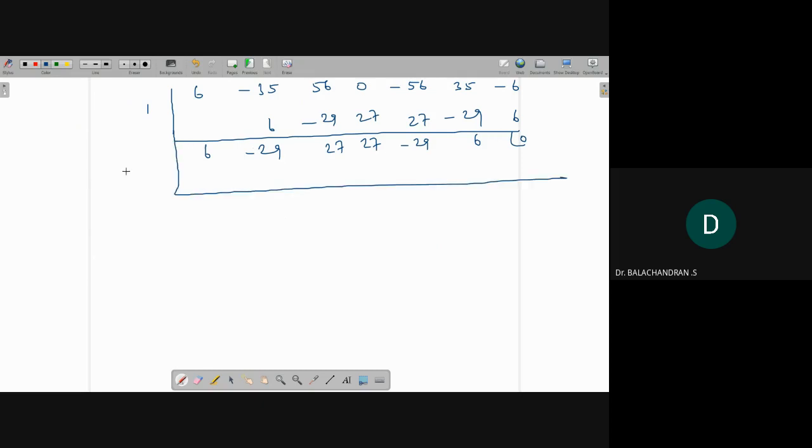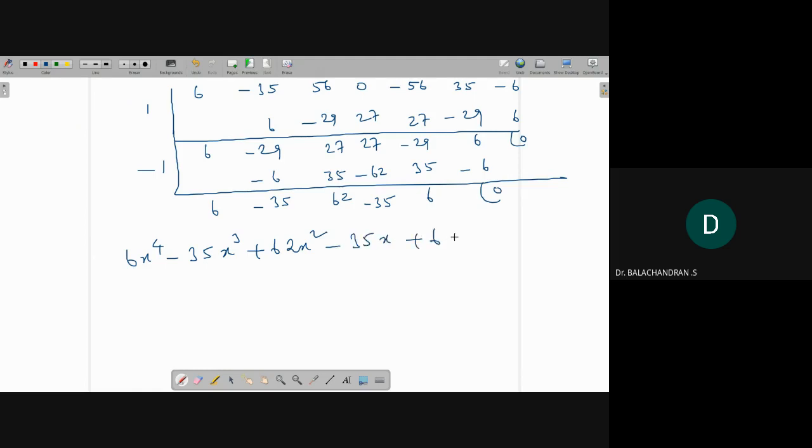So if you divide by minus 1: 6, minus 6, minus 35, plus 35, 62, minus 62, and so on, ending with 0. So this is the fourth degree equation, 6x power 4 minus 35x cube plus 62x square minus 35x plus 6 is equal to 0. This is an even degree with like signs. I call this equation 2, a reciprocal equation of type 1.